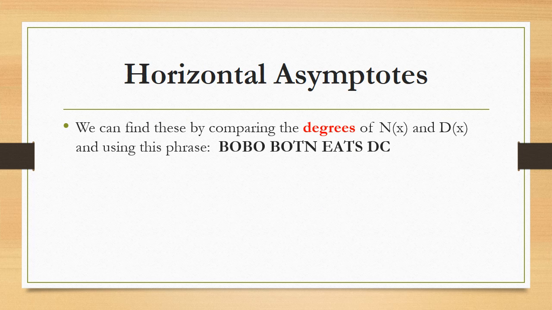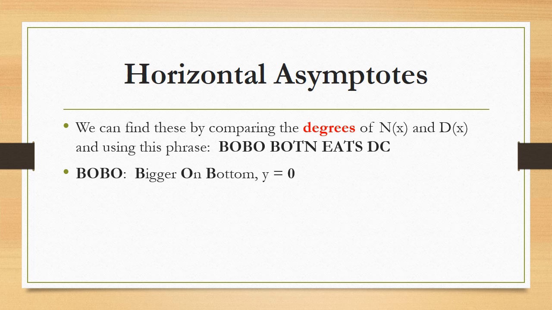Now, horizontal asymptotes, we learned to do this last year. Actually, this should be a review. We find those by comparing the degrees of the numerator and the denominator. The degree, remember, is the highest power on any variable in the expression. And we use this phrase, BOBO BOTN EATS DC. Now, learning the phrase is great. It doesn't do you any good, though, if you don't know what the letters stand for.